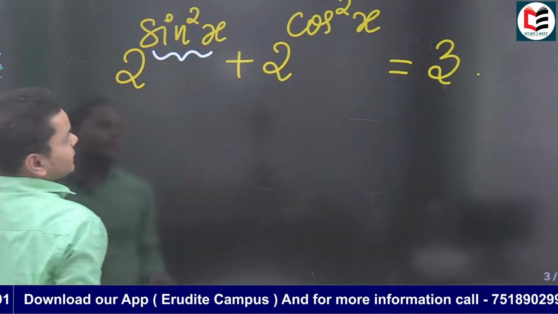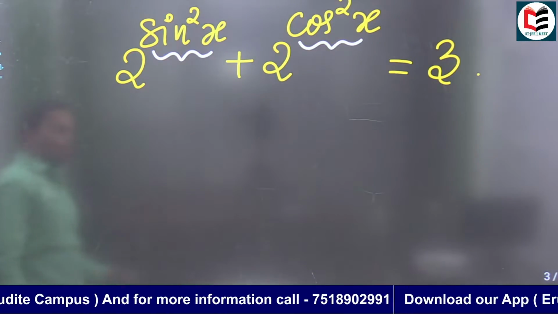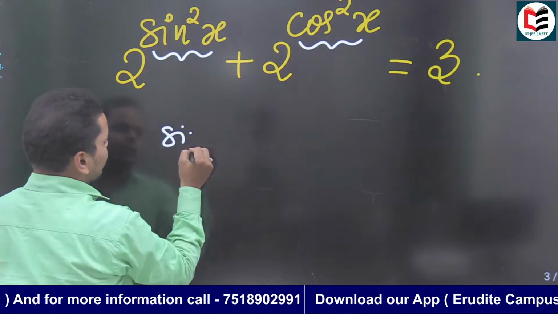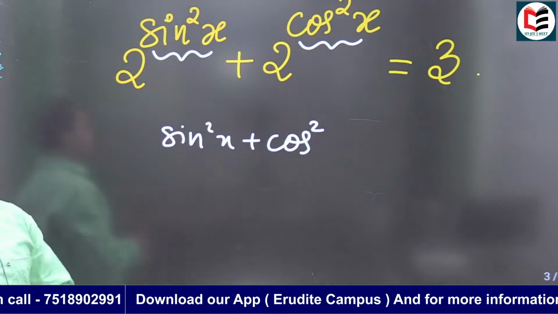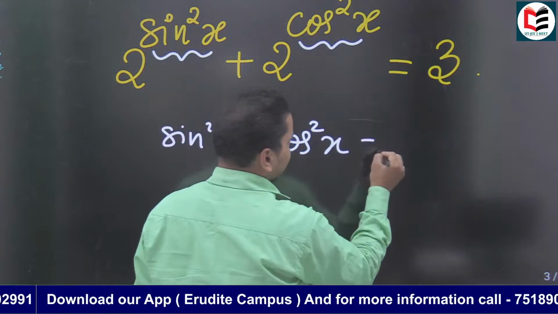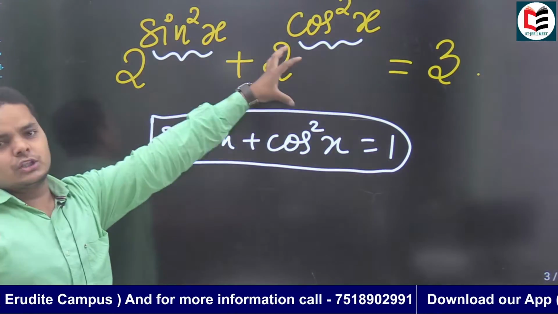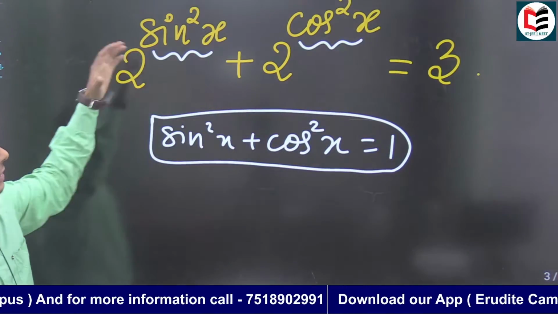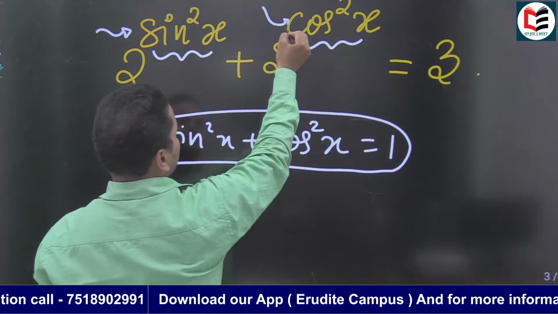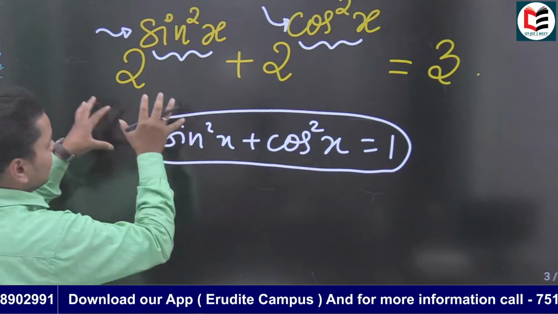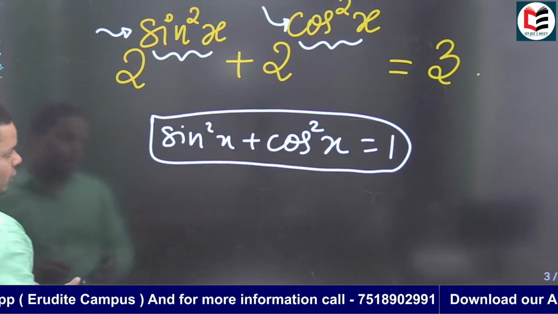Here we are seeing that here is a sin square x and here is a cos square x, and we know a relation between sin square x and cos square x, that is an identity which we have studied in trigonometry: sin square x plus cos square x equals 1. First of all, we have to make this equation uniform, meaning here is a sin square and here is a cos square. We have to make it uniform first, then we can proceed, otherwise the difficulty will be more and more.